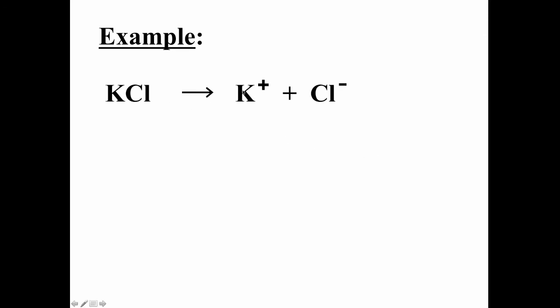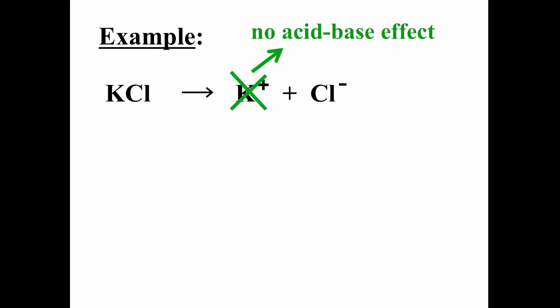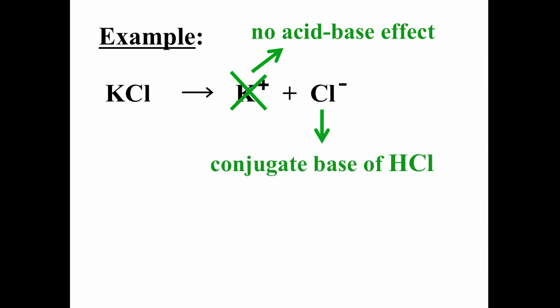Well, let's take a couple examples. First of all, KCl. KCl, the salt, dissociates into K plus and Cl minus ions in aqueous solution. And the K plus, it turns out, pretty much doesn't have an acid-base effect, and so we're going to ignore that for now. It's a spectator ion for acid-base purposes. And we'll come back to what positive ions might have an acid-base effect in just a bit.